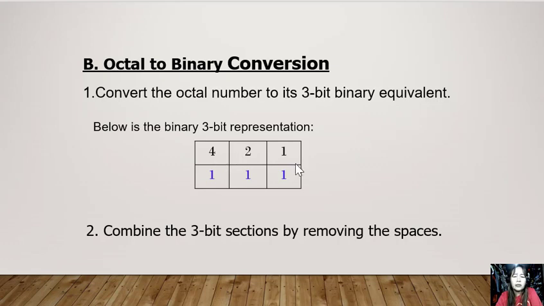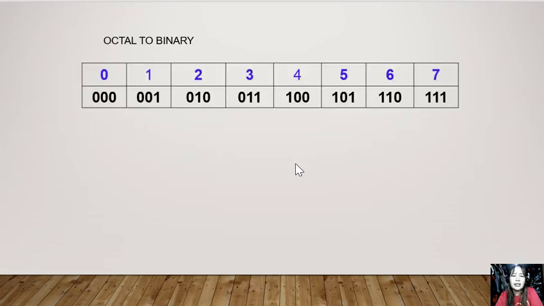Now, in order to convert octal to binary, you have to convert it one by one, digit by digit, and then remove the spaces to put all those numbers together. So let me give you an example. Before we proceed to the actual problem, let me just share with you that in converting octal to binary, when we speak of octal numbers, you have numbers 0 to 7. This is actually the conversion.